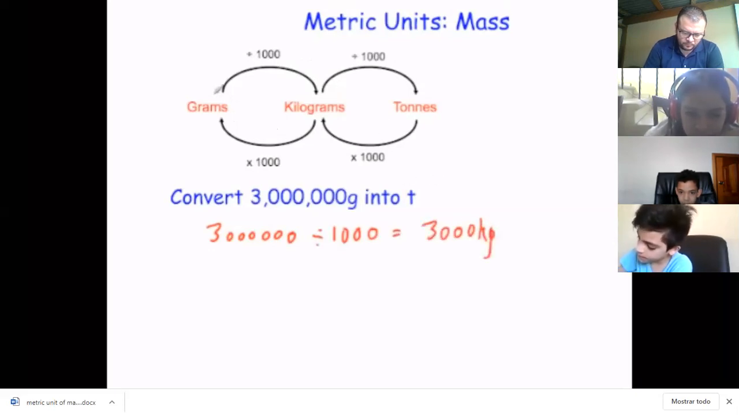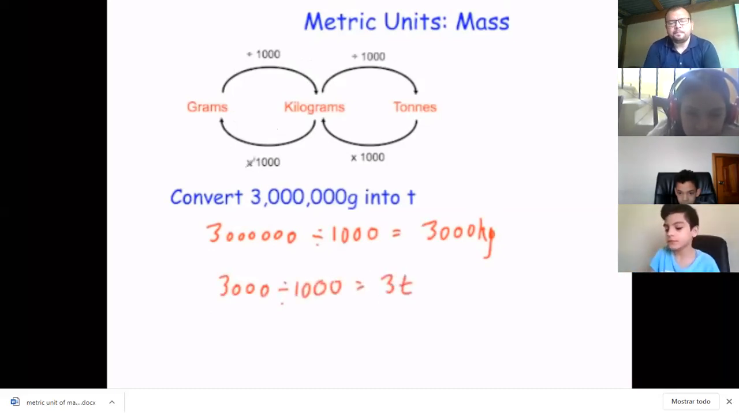So I've just converted from grams to kilograms. Now I want to go from kilograms to tons. So I'm going to divide by another 1,000. So I'm going to do 3,000 divided by 1,000, which would be equal to 3 tons. So 3 million grams is 3 tons.